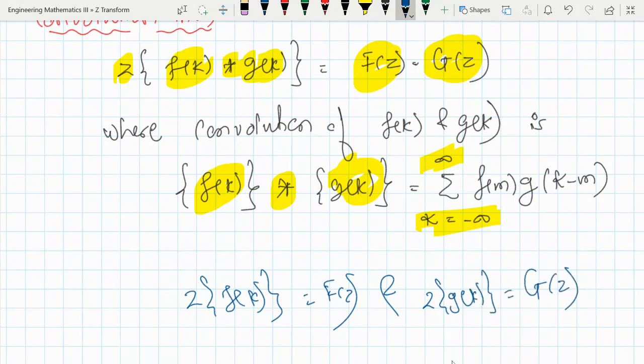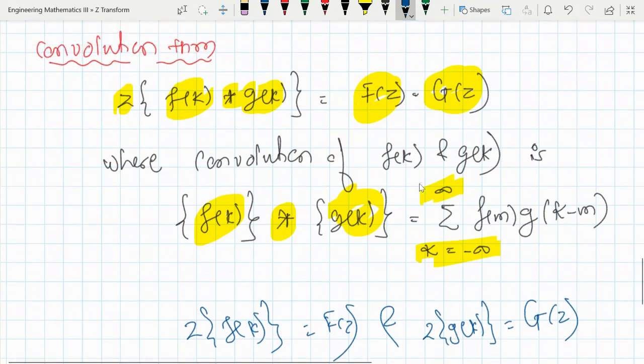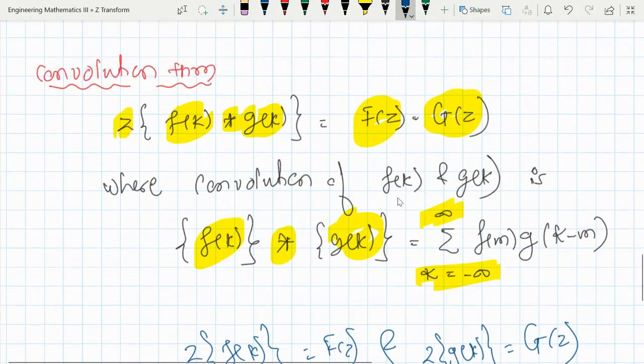Hope you have got this. These are some properties related to the z transform. In the next video we'll come with examples, and see finally how to solve them.